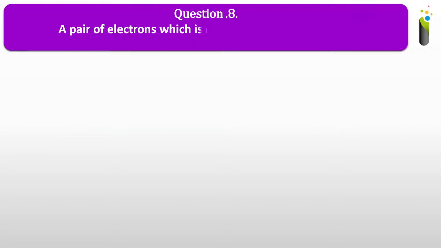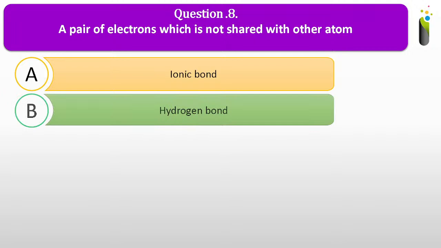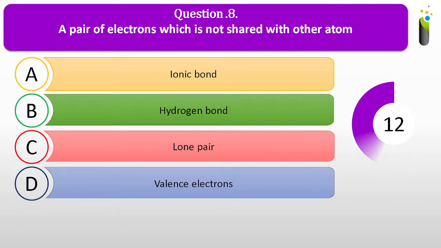A pair of electrons which is not shared with other atom. A. Ionic bond. B. Hydrogen bond. C. Lone pair. D. Valence electrons. So a pair of electrons which is not shared with other atom.